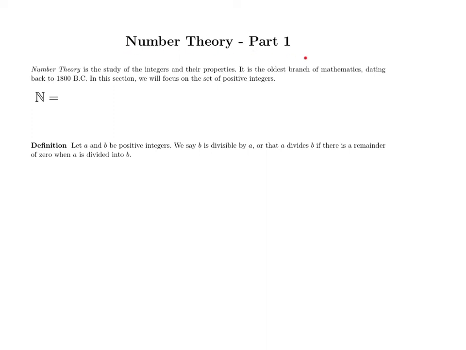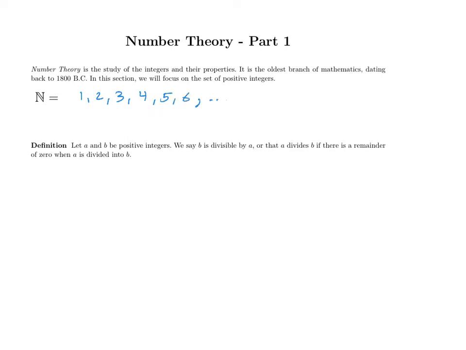In part 1 of this lesson, we'll look at a couple of topics from number theory. To start with, number theory is the study of the integers and the properties that they possess. It is one of the oldest branches of mathematics, dating back to about 1800 BC, and in this section, we'll focus on just the positive integers, so not the negative integers as well. So really, we're just looking at numbers like 1, 2, 3, 4, and so on.